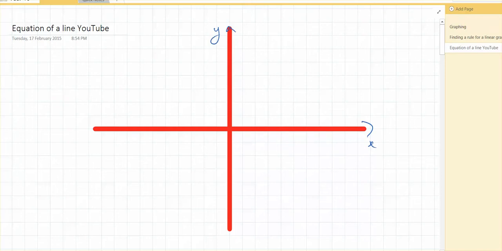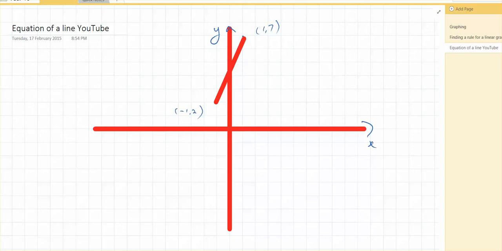Let's go for -1, 2 as 1 point, and 1, 7 as the other point. 1, 2, 3, 4, 5, 6, 7. So that's the point 1, 7, and this is the point -1, 2. Okay, now I'm going to draw a line that connects those 2 points, very cleverly. Draw that line. There it is there.